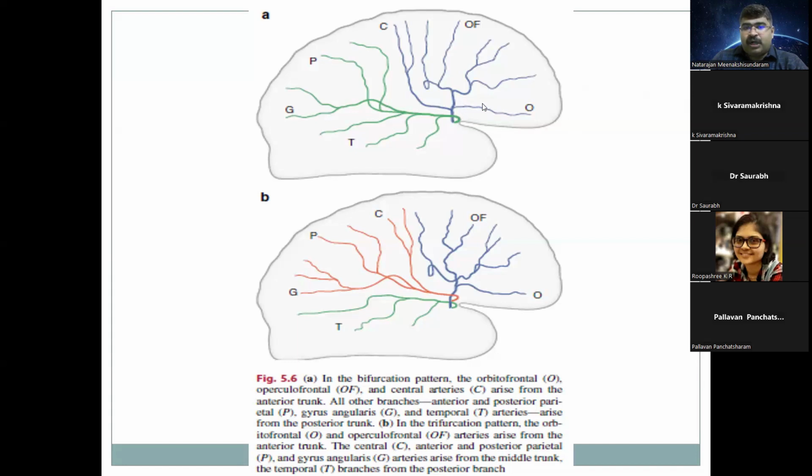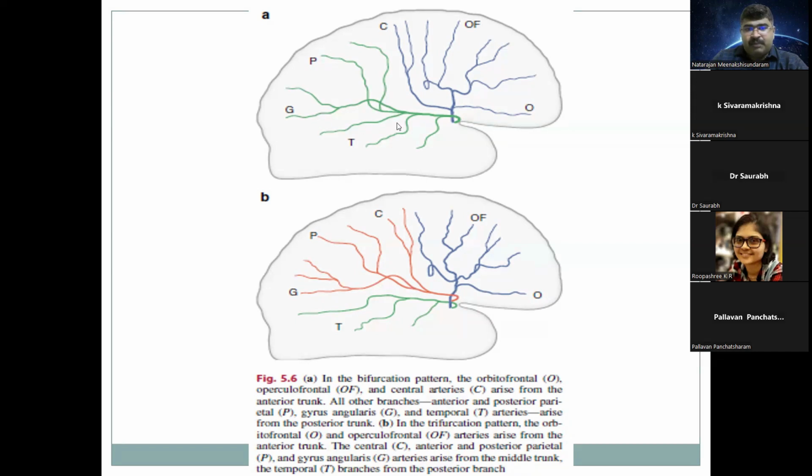you get an orbitofrontal branch. This is the opercular frontal branch, and this is the cingular. These are the central arteries. Okay, the orbitofrontal branch, the opercular frontal branch, and the central arteries arise from the anterior segment. The anterior and posterior parietal also sometimes take origin from the anterior segment. And then this is the gyrus angularis.